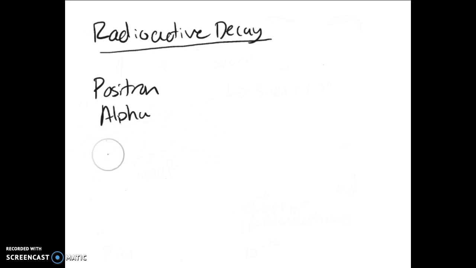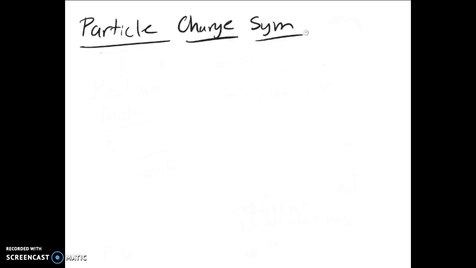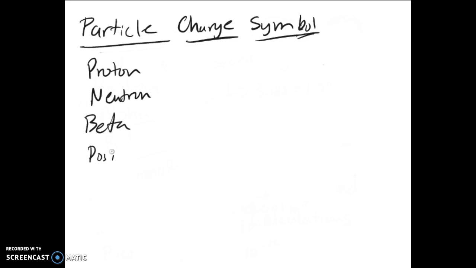While we're talking about those, I'm going to draw you a quick little table that is going to include the type of particle, its charge, symbols that it includes, and I'll tell you what it's stopped by. So we are going to talk, as far as particles go, about proton, neutron, beta particle, positron, alpha particle, and gamma ray.